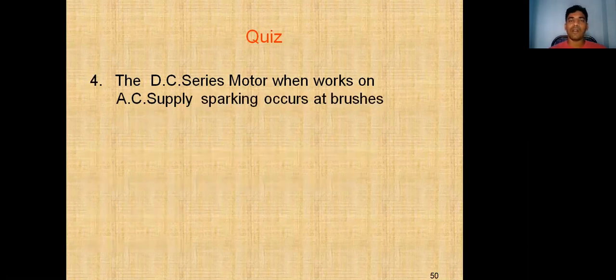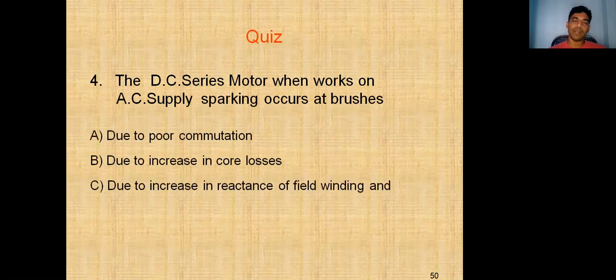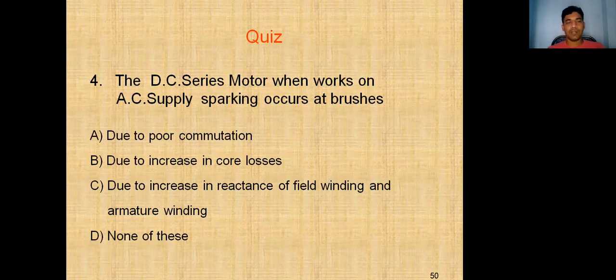The DC series motor, when it works on AC supply, sparking occurs at the brushes due to an increase in core losses, due to poor commutation, due to increase in reactance of field winding and armature winding, none of this. So the sparking occurs due to poor commutation.